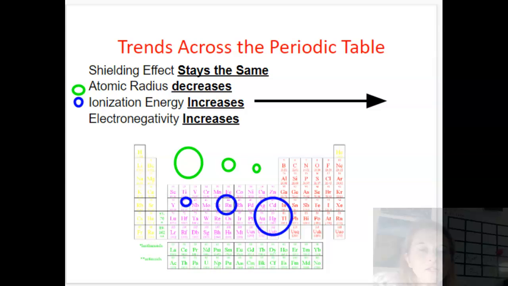And then for electronegativity, I'm going to choose red. And it also increases. So I'm going to draw bigger and bigger circles as we go across there. So here we see radius decreases, ionization energy increases, electronegativity increases as we go across the periodic table. If you need to pause the video right now so that you can get this down, go ahead, because next we're going to look at it going down the periodic table.